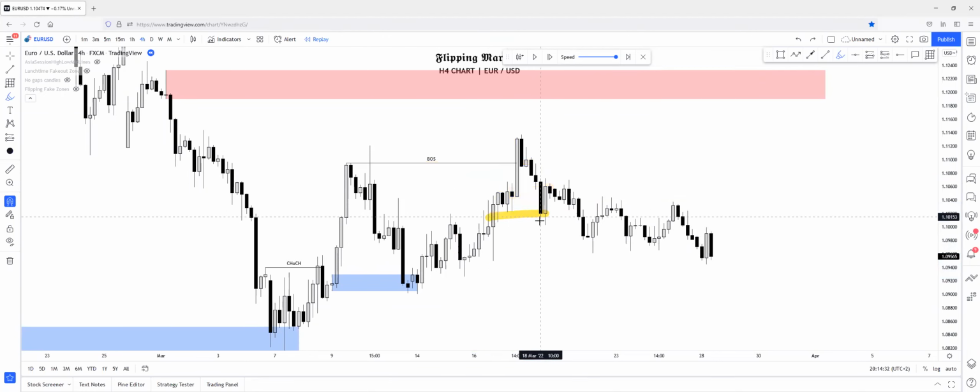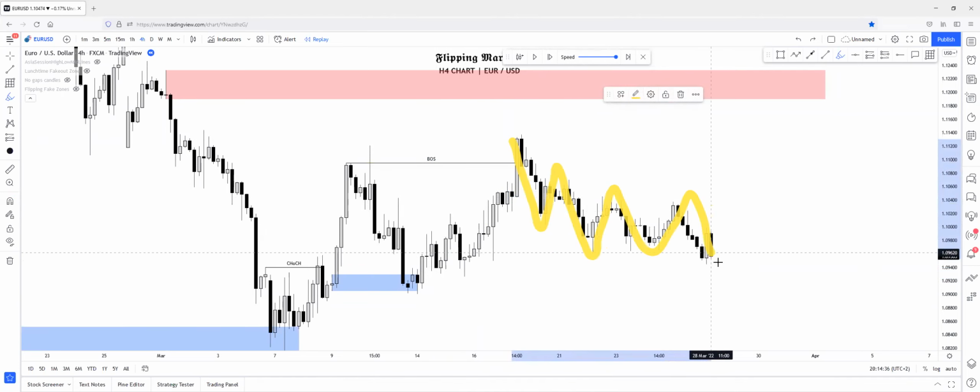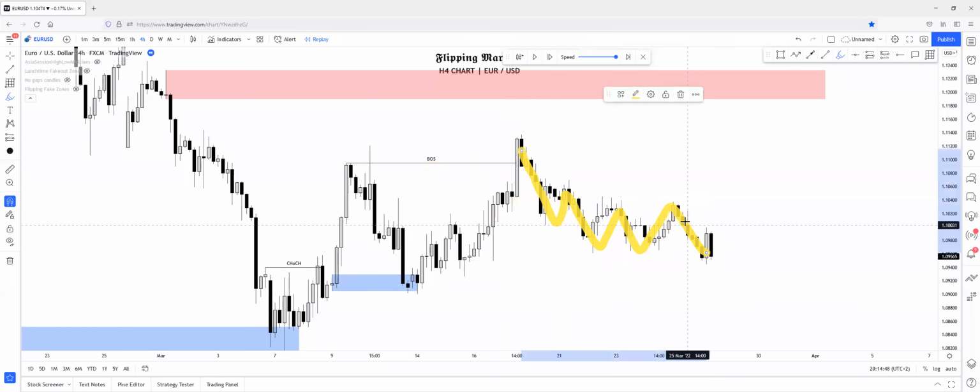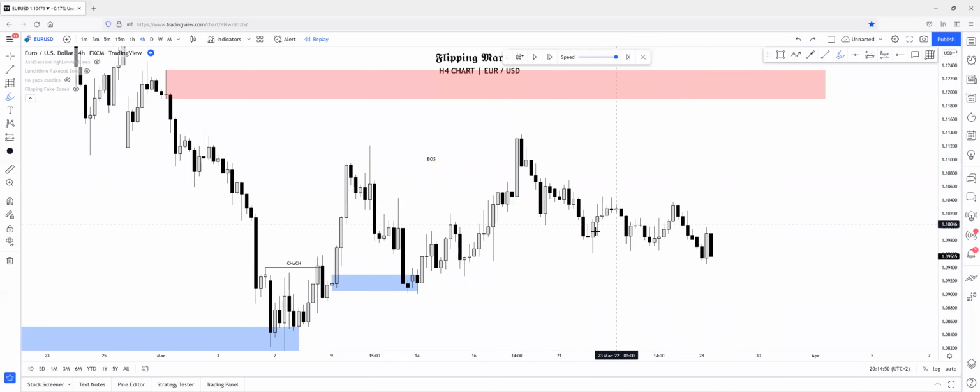So what else can we see? We can see that price has changed character here to the downside and started a bearish order flow, a slow bearish order flow to the downside, as you can see, which is liquidity. This is a liquidity building up movement, because there's a liquidity trend line, slow, efficient movements to the downside, meaning it's a liquidity building up movement.